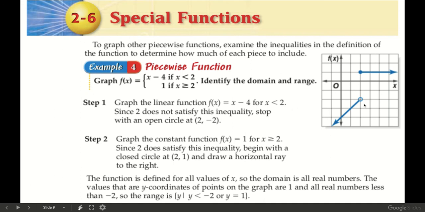As far as the y coordinates go, it actually is limited, because if you notice, there are no y values between -2 and +1. So here I would say that my range would be for all values where y is less than -2, and for all values of y equal to 1. If you notice, there's nothing above 1, there's nothing below 1. So for all y values that are less than -2 or equal to 1.